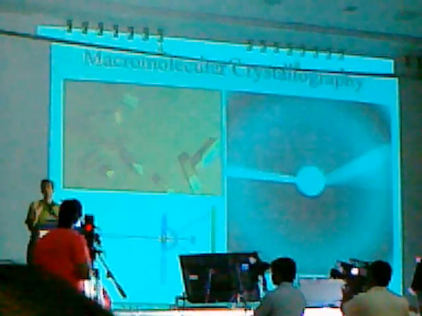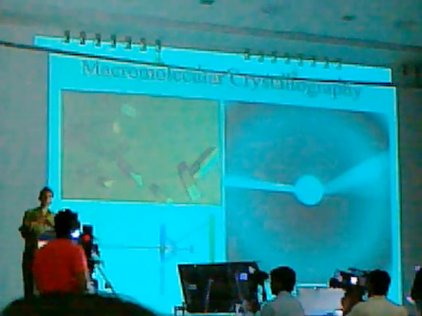Now I'm simplifying the problem because there is a problem called the phase problem, which I won't go into. But that's fundamentally what we do. We recombine scattered rays in a computer to produce an image.